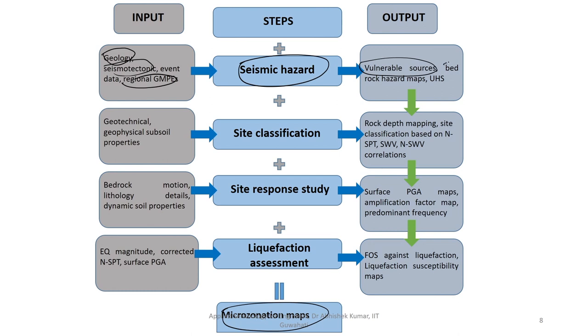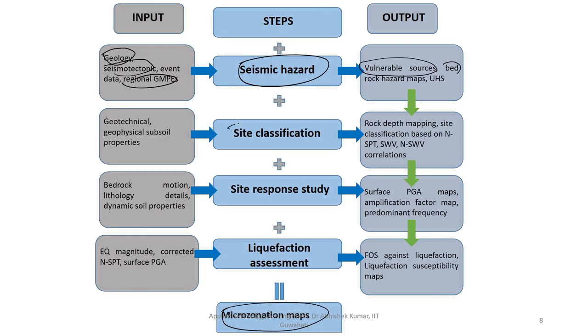It can also be helpful in determining the bedrock level hazard maps and even for determination of uniform hazard spectra if you are going with a probabilistic model. Now, this hazard value is definitely at bedrock level. So, definitely at some level this hazard value will come in contact with the local soil.